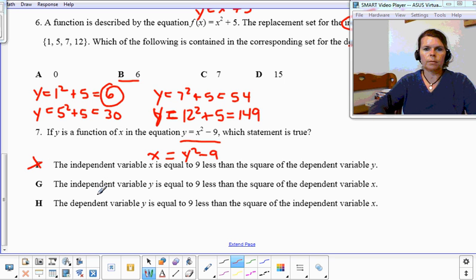The independent variable y is equal to 9 less than the square of the dependent variable x. So the independent variable y. Well, first of all, the independent variable isn't y. That's not right. The dependent variable y, well, that's true, is equal to 9 less, so subtract 9, the square of the independent variable x. So the square of x. 9 less than the square of x. Oh, that's that one.